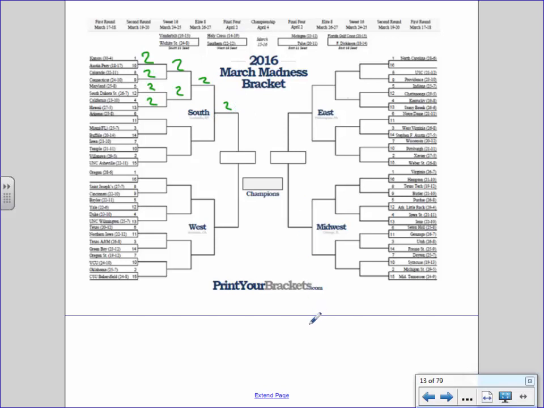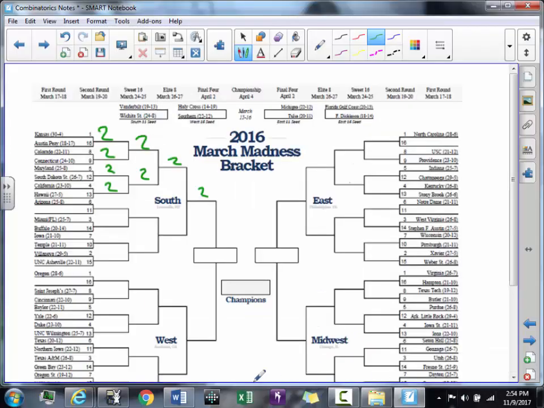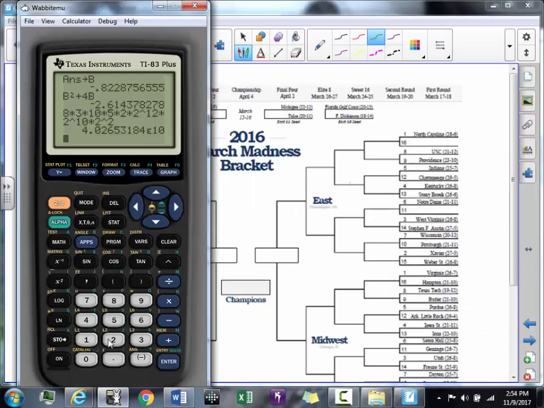Now, the way it works is that in March Madness, I believe there are 63 games total, if you add up all these lines on here, which means that you are being asked to make a choice of either Team A or Team B 63 times. 2 to the power of 63 is 9e18.